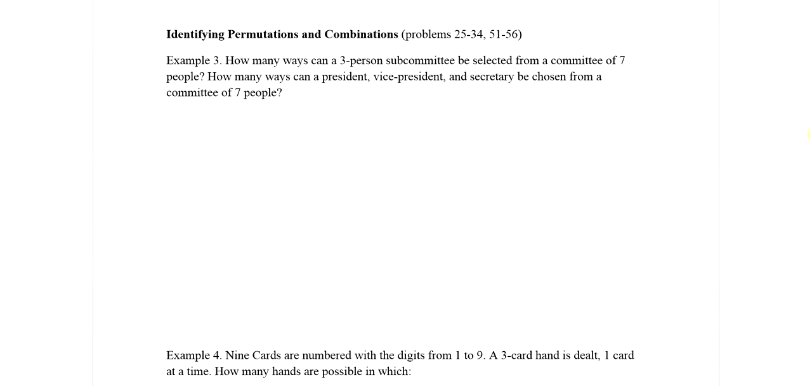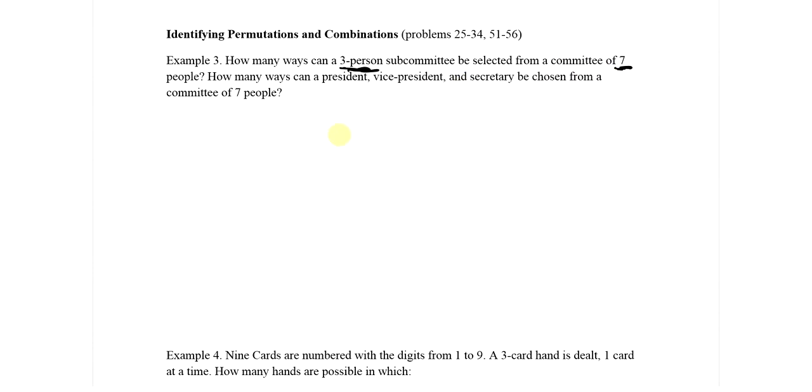Identifying permutations and combinations. Now that we know what a permutation is and a combination is, a permutation is where order is relevant, and for combinations order is not relevant. Example 3. How many ways can a 3-person subcommittee be selected from a committee of 7 people? So here, we're choosing 3 from 7.